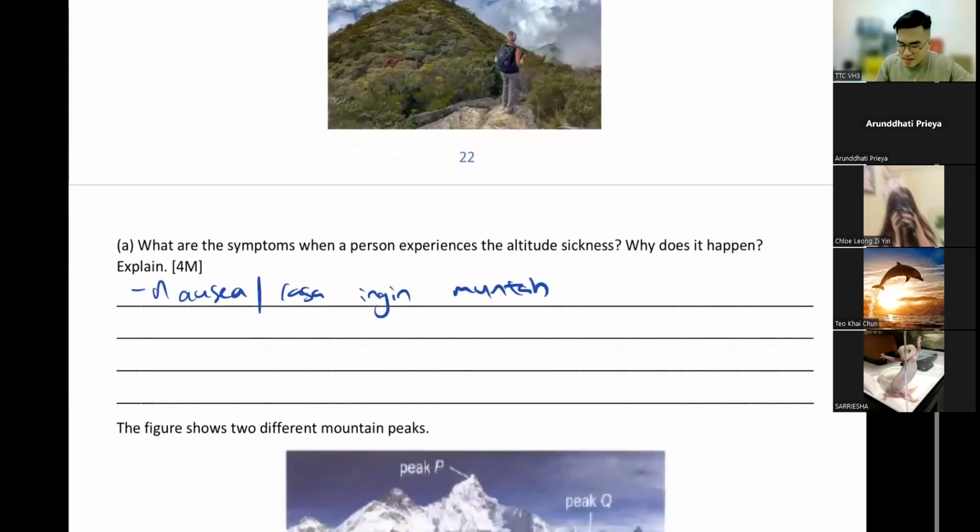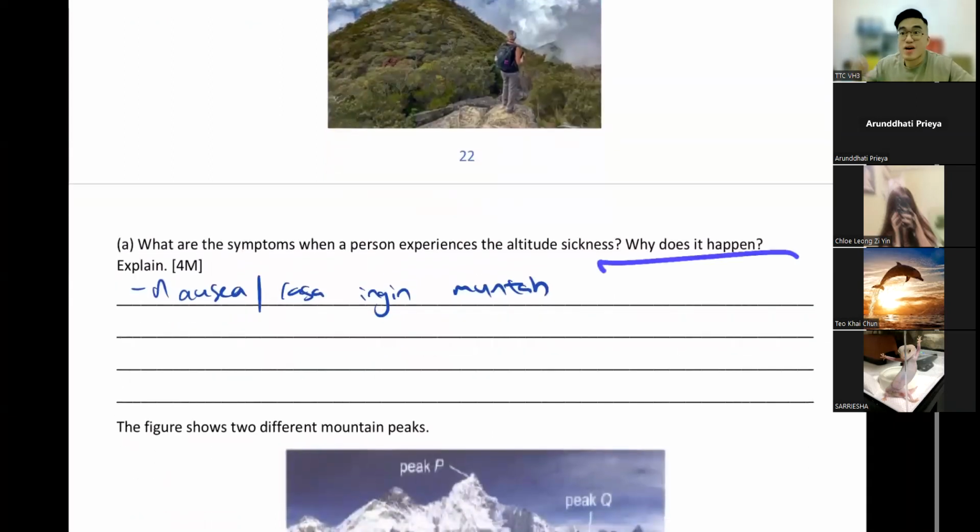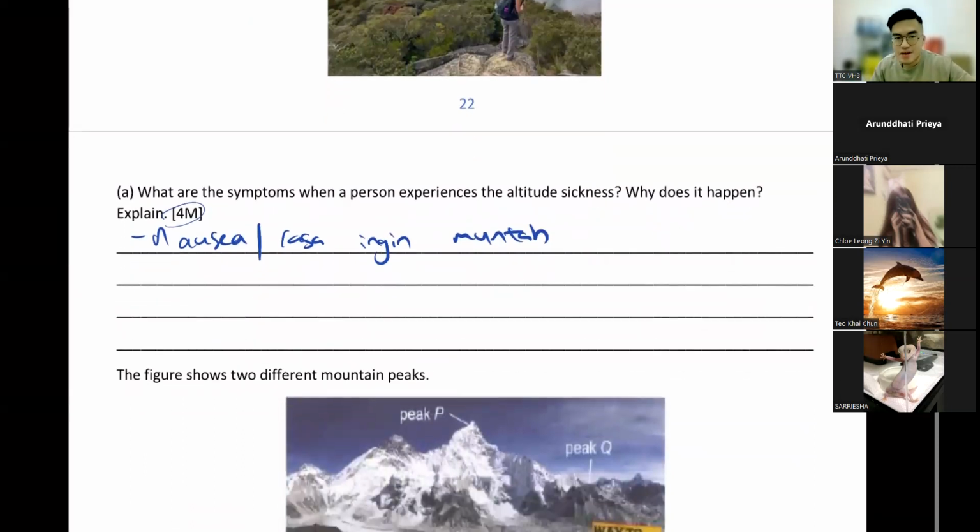Okay, nausea. So, why does it happen? Now you can explain the pressure. What happens to the pressure up there? You need 3 points to explain, because one is for symptom already. What's the pressure like up there? You have low atmospheric pressure. Yes, low pressure. Then what's next? When you have low pressure, you have less oxygen. Very good.